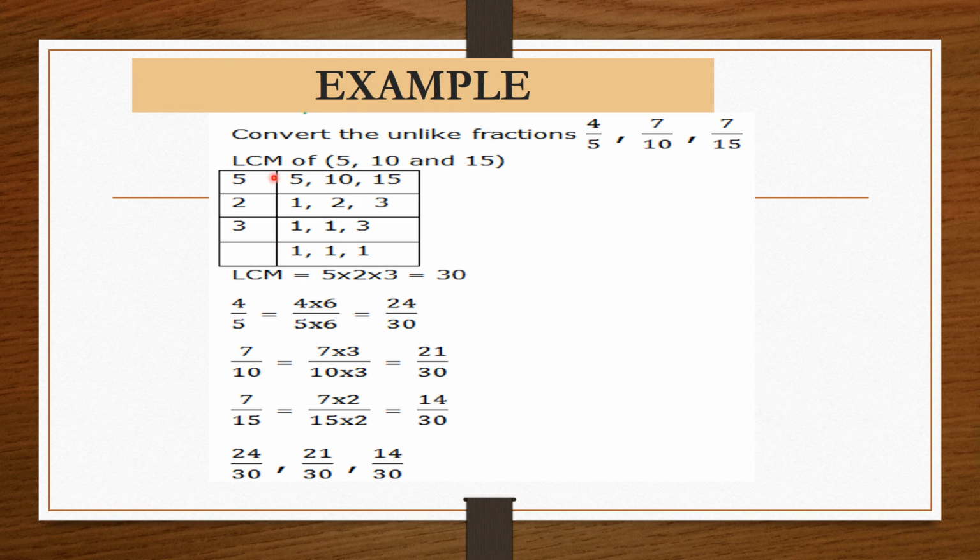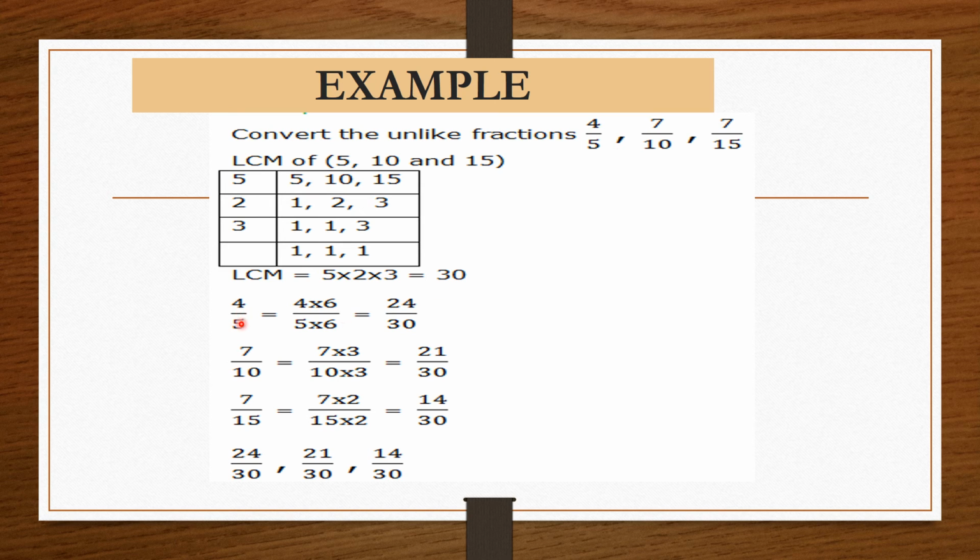So the LCM will be the product of all these numbers on the left side. So LCM is 5 into 2 into 3, that is equal to 5 twos are 10, 10 threes are 30. Now step 2 is what? You have to make all these three denominators into 30, so you have to change them to equivalent fractions so that the denominators become 30.